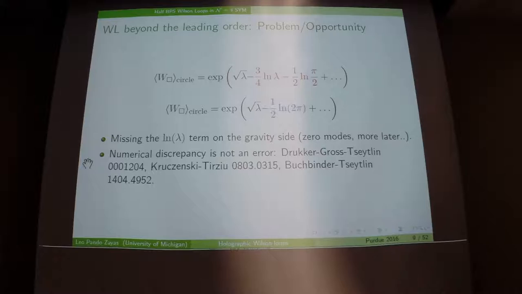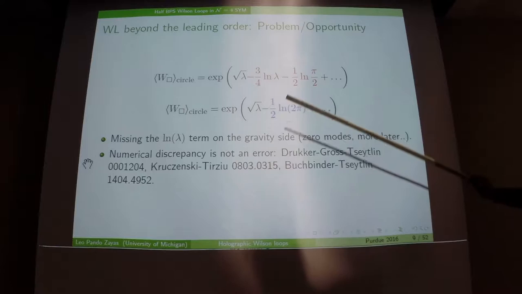And I want to emphasize, this is the simplest object that you would like to compare with localization. Okay, and it already fails. But this was known for a long time. Of course, Drukker, Gross, and Tseytlin attempted this without knowing that the answer was exact. They said, okay, let's assume that the field theory answer is this matrix model. Then holography is not reproducing what I expect.